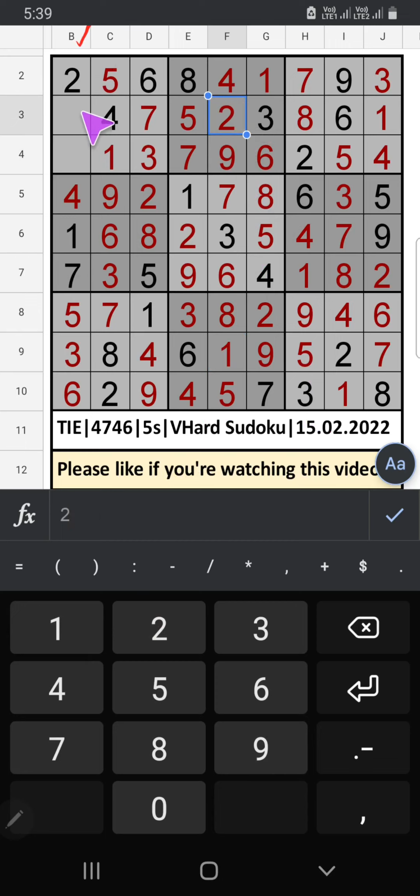Column B, 2 numbers are remaining, 8 and 9. 4th row we have 9, so 9 can't come in this cell, 9 is confirmed here, then 8 is here.